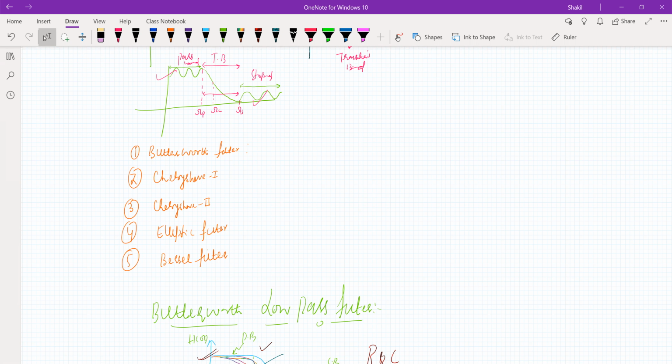In the next session, we'll see these filters in MATLAB. We'll see a little bit about these in MATLAB, all right? Okay, let me end this session here.